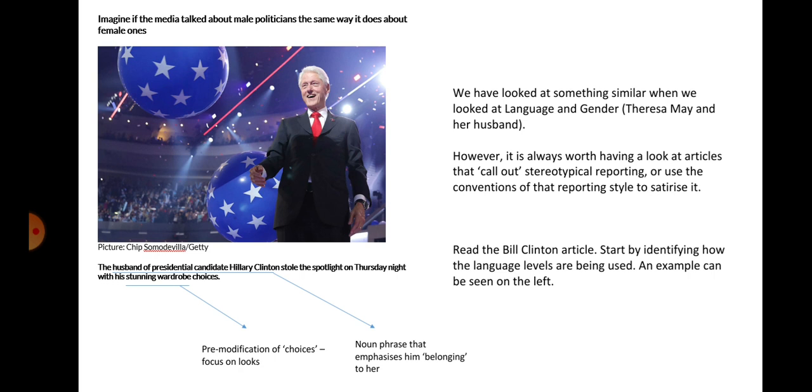Now, I've said read the article and then start by identifying how the language levels are being used. Example can be seen on the left. You don't have to go into massive amounts of detail here. This is just a quick annotation. What do you find before I give you some examples that you can look at in more detail?